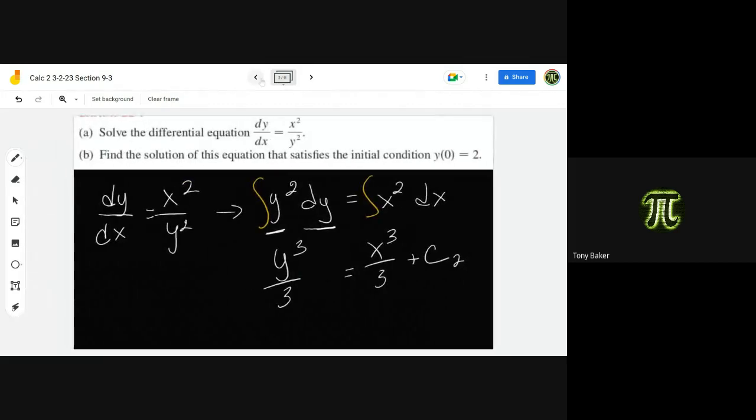So they gave us one other piece of information. They said, find the solution to this equation that satisfied the initial condition of y of 0 equals 2. So what that means right there is that x is 0 and y is 2. So we're looking for the value that will give me that to be true.